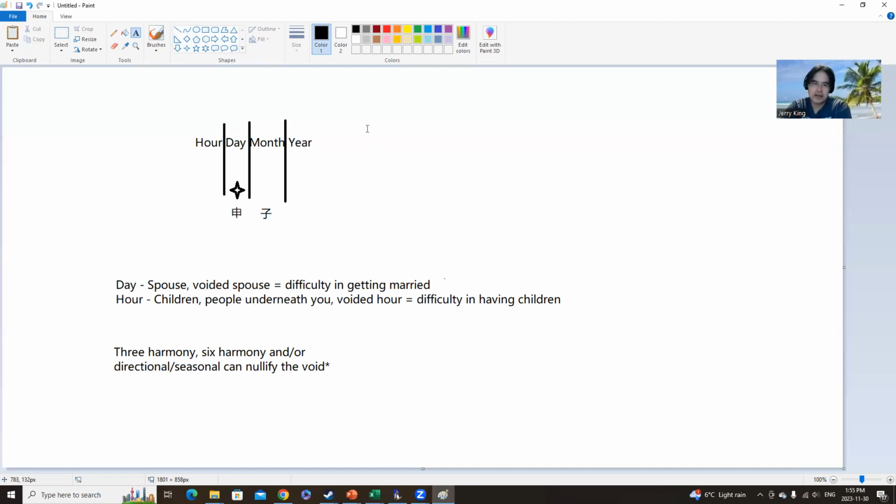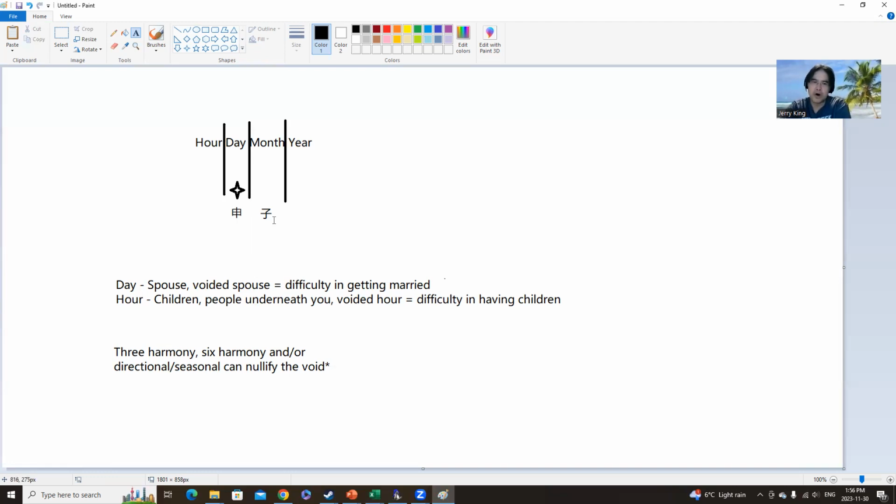So at the end of the day, you look at a four pillars chart, you have to determine where the void is and whether there is a combination. Is that combination good or bad? And then look at the person's life and see, do they have any issues with people that are older than them, or issues with the spouse, possibly, if the void is in the day?